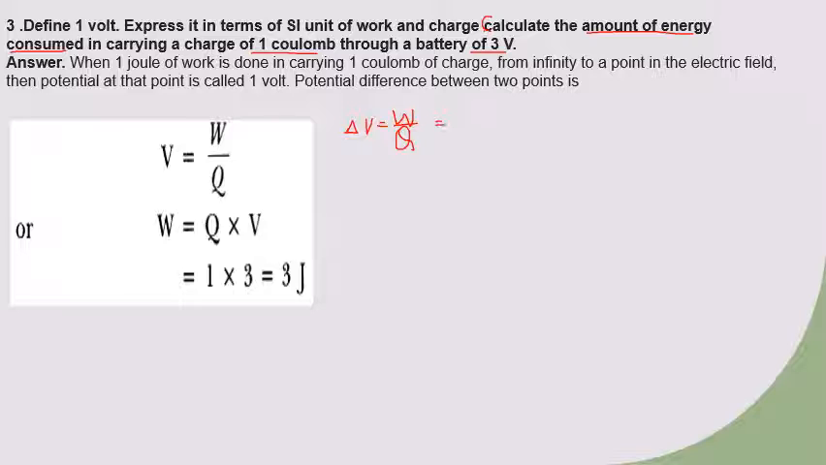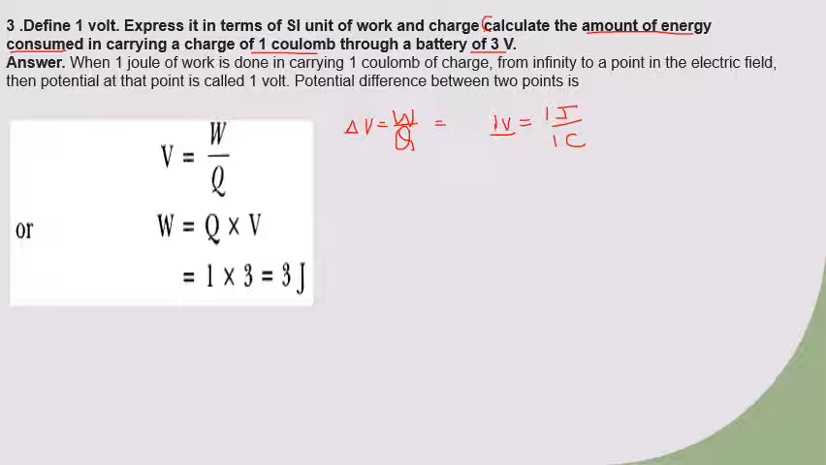Now what is the unit of potential difference? That is volt, and the unit of work is joule, and the unit of charge is coulomb. Then afterwards just write 1 in front of each because we have to define 1 volt. So now how to define 1 volt? It becomes very simple. When one joule of work is done to carry a charge of 1 coulomb from infinity to a point.